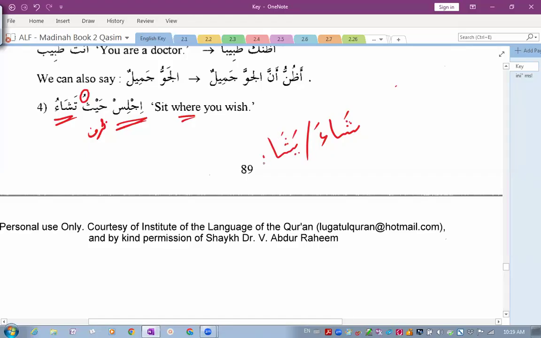So you're saying it should be mudaf ilayhi fi mahalli, mudaf ilayhi, tashau? Yes, that's correct. After haythu, that whole sentence, tashau, you are wishing, is our mudaf ilayhi. So we will say that jumla fi'liyya fi mahalli jarrin, mudaf ilayhi. It is in the place of a majroor. Yes, that is correct.